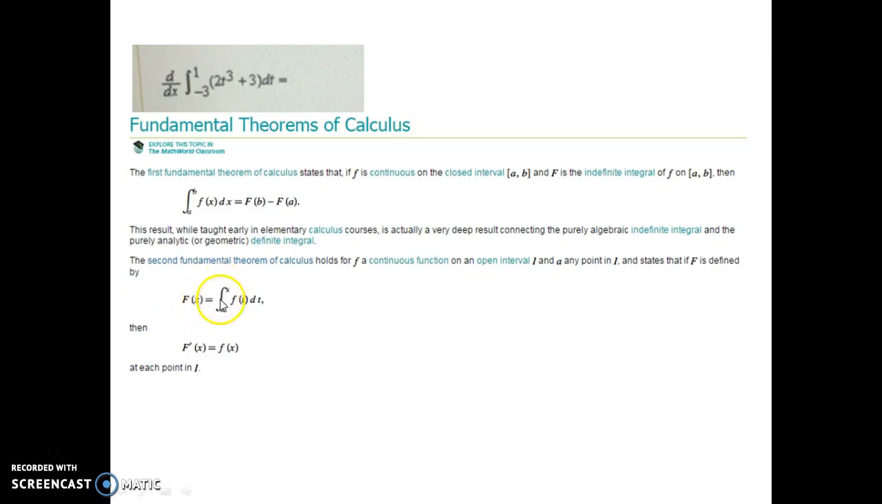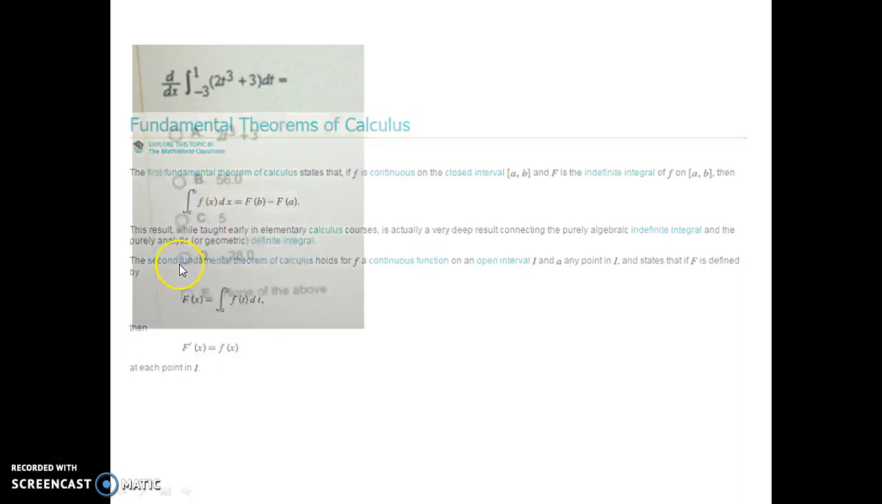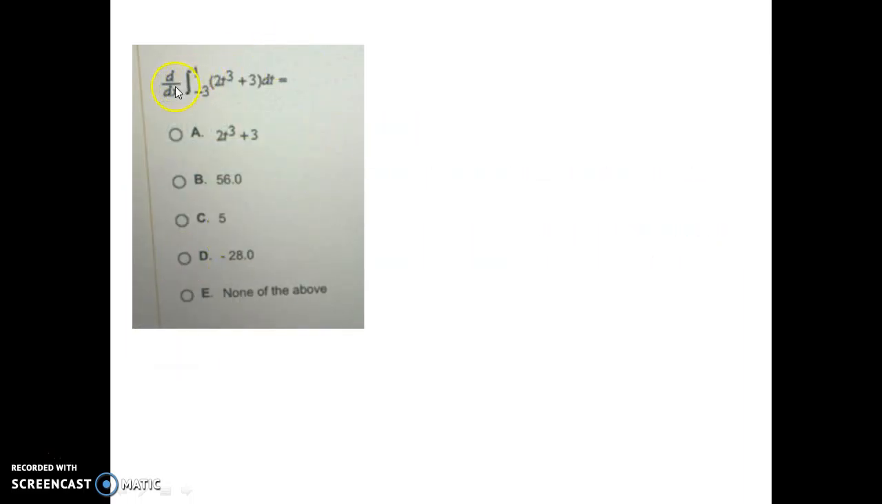And the second fundamental theorem of calculus is that if you take the derivative of an integral on an open interval, so from some number to x, then you take the derivative of that, and it's just the function f of x. So they just do those backwards. Kind of weird. And so this might look like what they call the first fundamental theorem, which is really the second fundamental theorem, but it's really not, because this is a closed interval from -3 to 1.